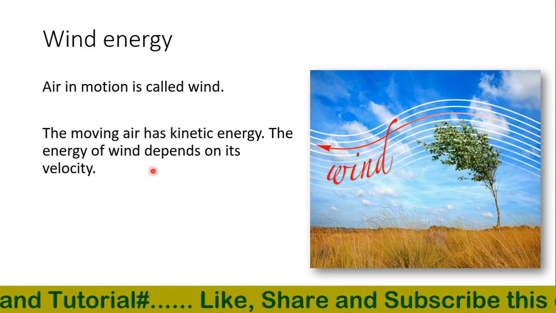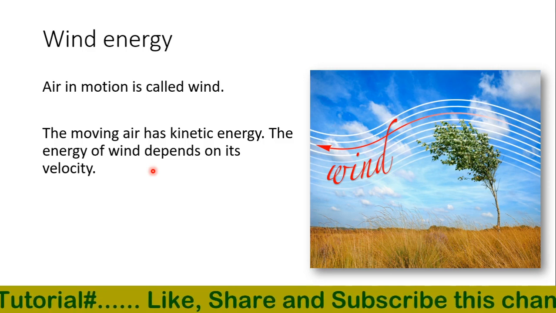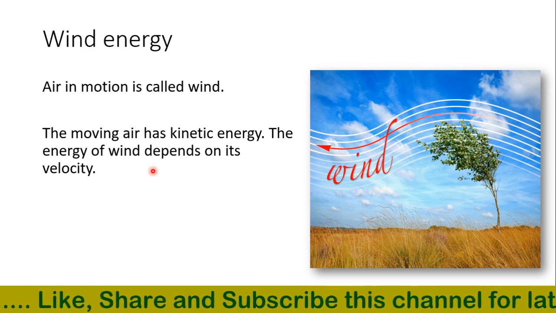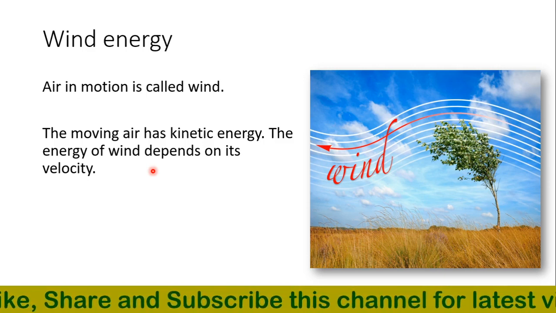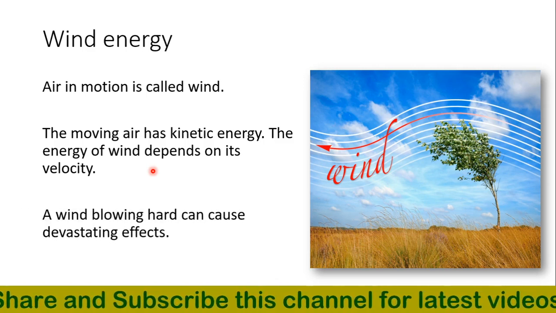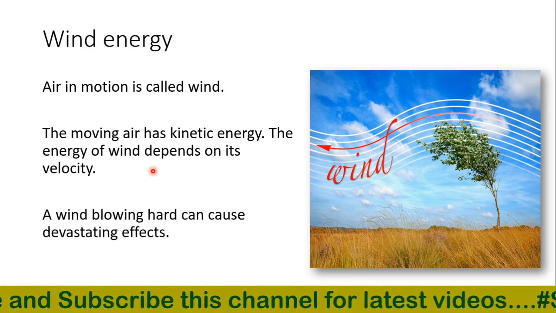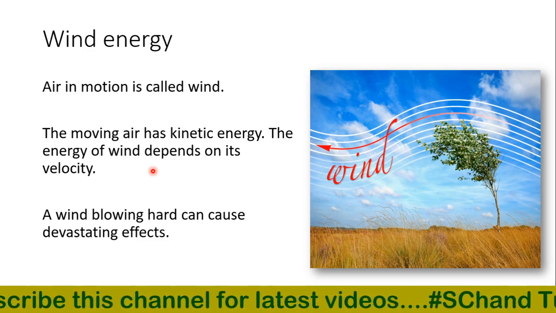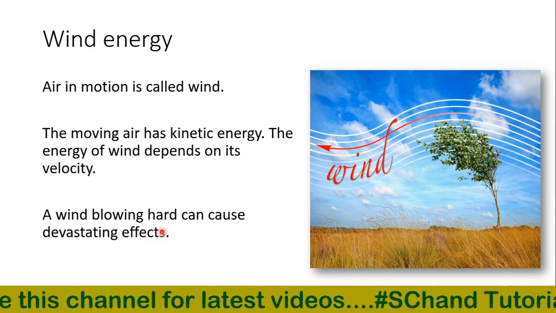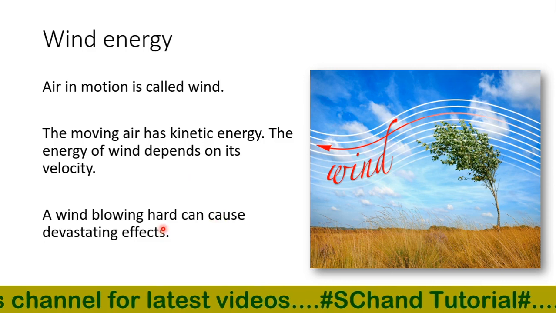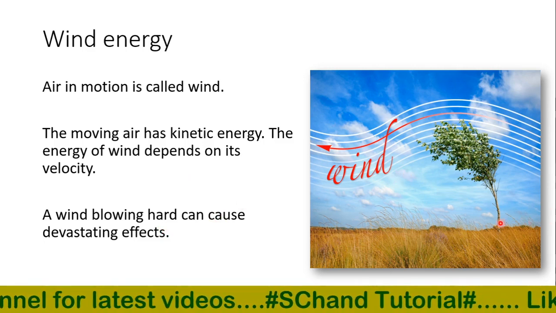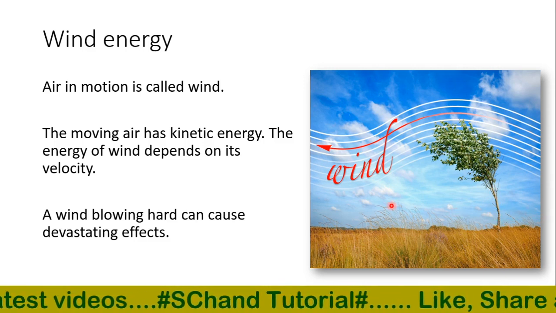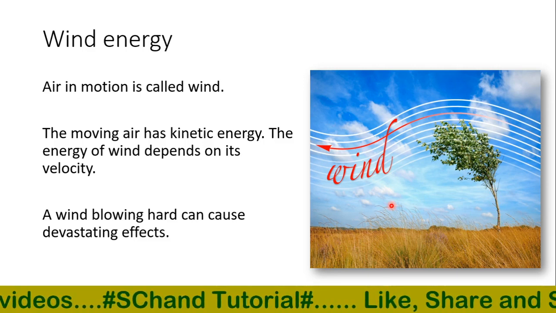Fast moving air causes a dust storm, as it carries the dust also. A wind blowing very hard has devastating effects also, because it can cause a storm in the sea, as well as uproot the trees on the ground. So wind blowing very hard can have a very devastating effect. When the storm comes, trees can be uprooted from the ground, and it can cause various other effects also.